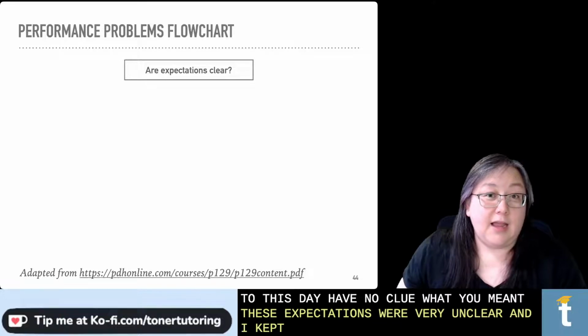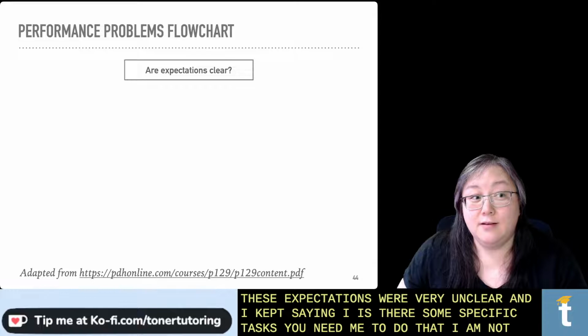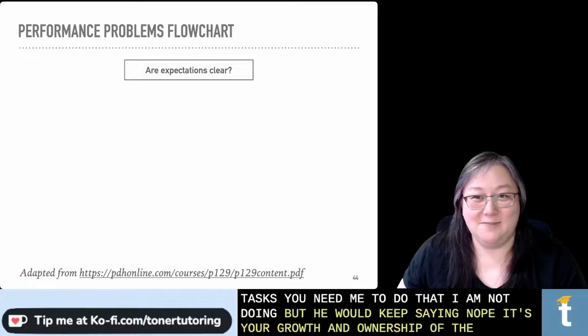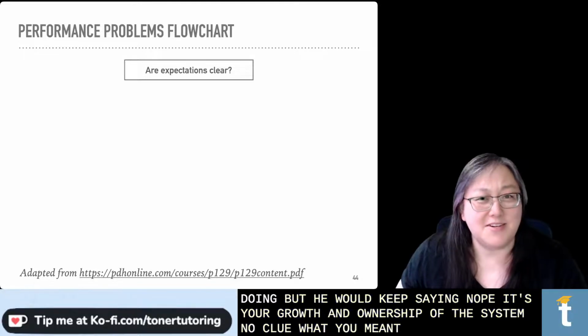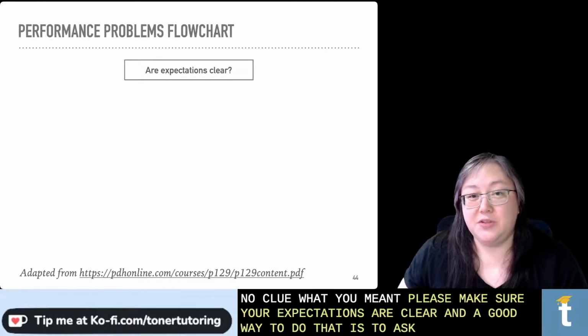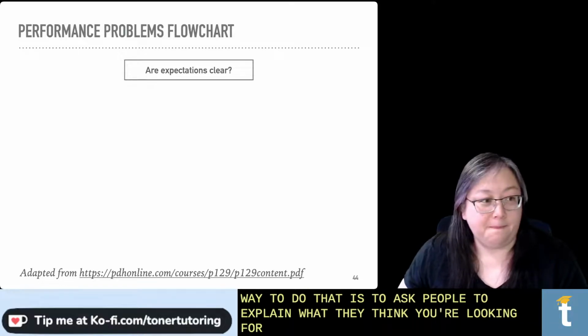And I kept saying, is there some specific task you need me to do that I am not doing? But he would keep saying, nope, it's your growth and ownership of the system. No clue what he meant. So please make sure your expectations are clear. And a good way to do that is to ask people to explain what they think you're looking for.